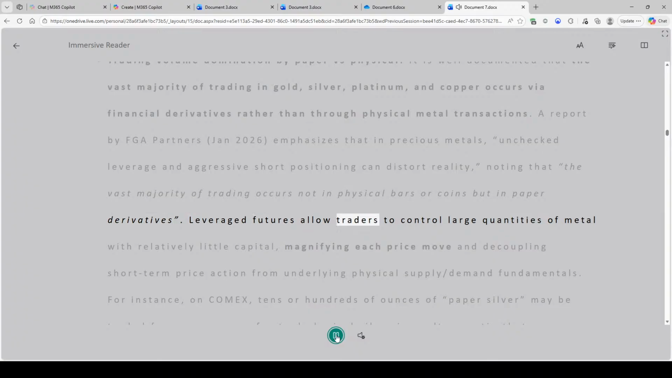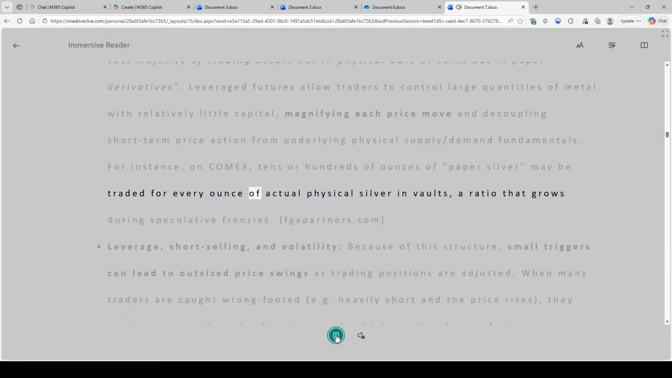Leveraged futures allow traders to control large quantities of metal with relatively little capital, magnifying each price move and decoupling short-term price action from underlying physical supply/demand fundamentals. For instance, on COMEX, tens or hundreds of ounces of paper silver may be traded for every ounce of actual physical silver in vaults, a ratio that grows during speculative frenzies.